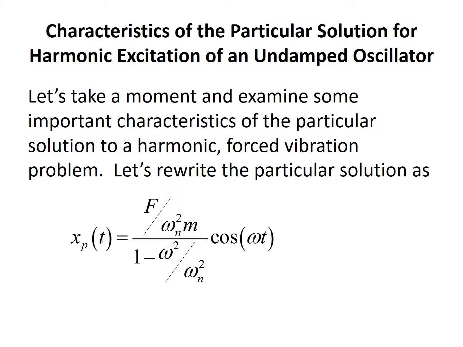interesting results associated with the forced response of an undamped oscillator. So if we take the particular solution for a moment and just look at that, we can rewrite it as shown on this chart. Xp of t is equal to F over omega n squared m divided by 1 minus omega squared over omega n squared times cosine omega t. So all I did in rewriting this expression was to take omega n squared out of the denominator, write it in the numerator, and then write the denominator as 1 minus the ratio of the square of the driving frequency to the natural frequency.